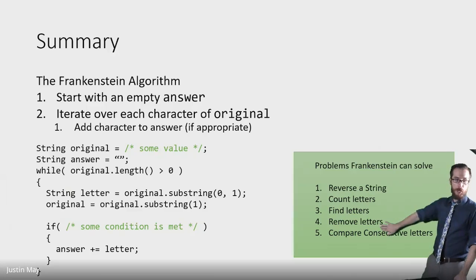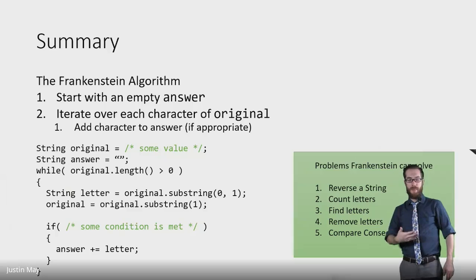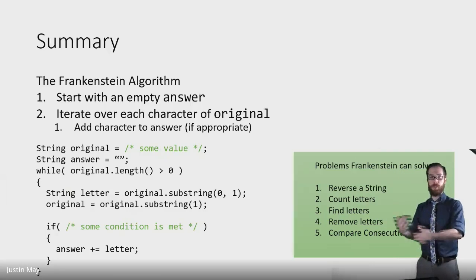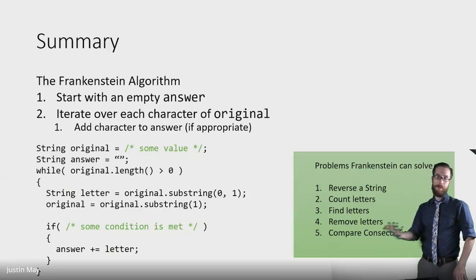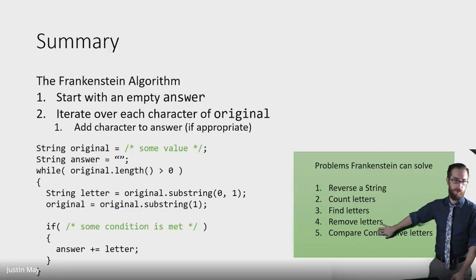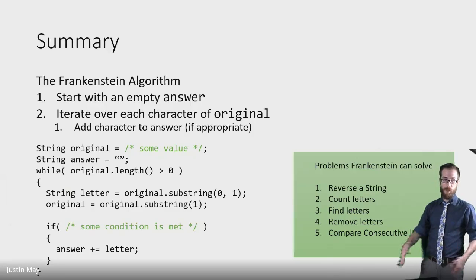Removing letters. You can combine Frankenstein with a Humpty Dumpty idea, and basically you keep all the letters except for some that you're trying to remove. We want to remove all of the vowels, which is the same as keeping all the consonants, or you want to remove capital letters, whatever you're trying to remove. You can use Frankenstein to do that. Sometimes you can use Humpty Dumpty. So either one will solve that kind of problem.